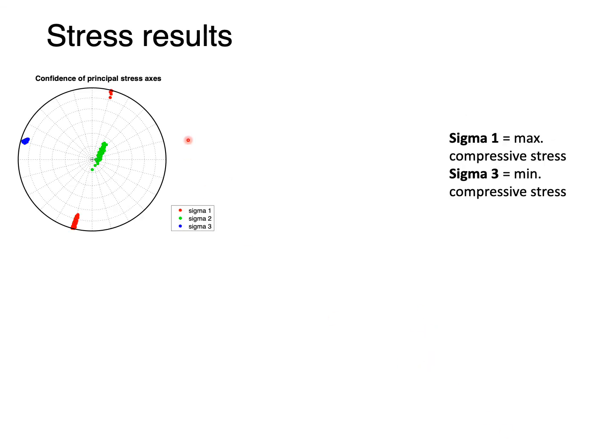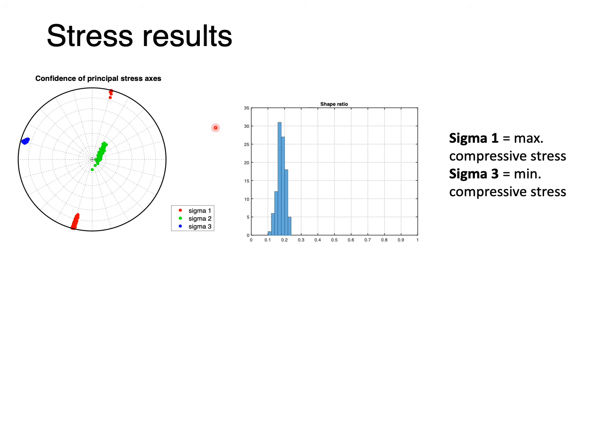And so here's our stress results. This is showing the trend and plunge of sigma 1, 2, 3, the principal stresses. So the red shows an orientation about 15 degrees east of north. Sigma 2 is close to vertical, and sigma 3 is close to horizontal.